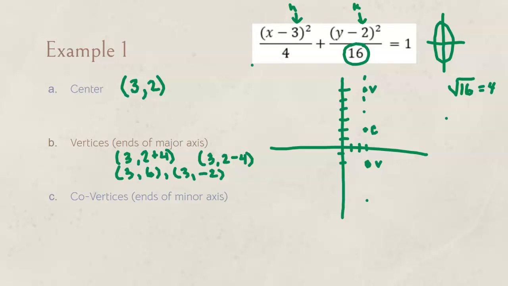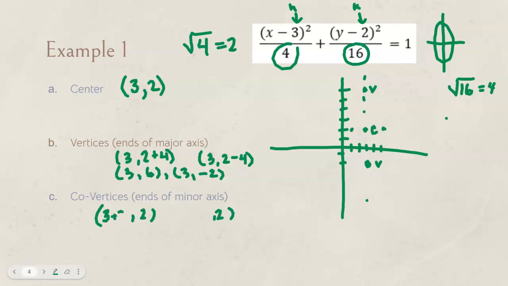My minor radius is going to be the square root of 4, or 2. So that means that from my center, I'm going to have an endpoint here and an endpoint here. They have the same y coordinate as the center, so they're going to both have a y coordinate of 2, and I'm going to add 2 to the x coordinate, 3 plus 2, and I'm also going to subtract 2 from the x coordinate, so 3 minus 2. So my co-vertices, or the ends of my minor axis, are going to be 5 comma 2 and 1 comma 2.